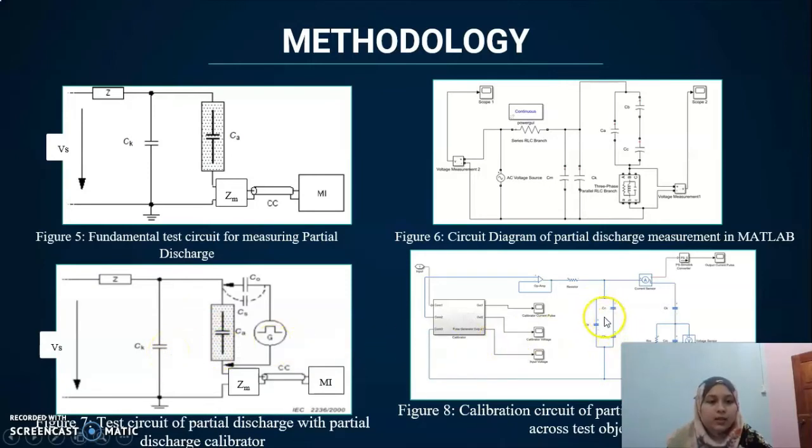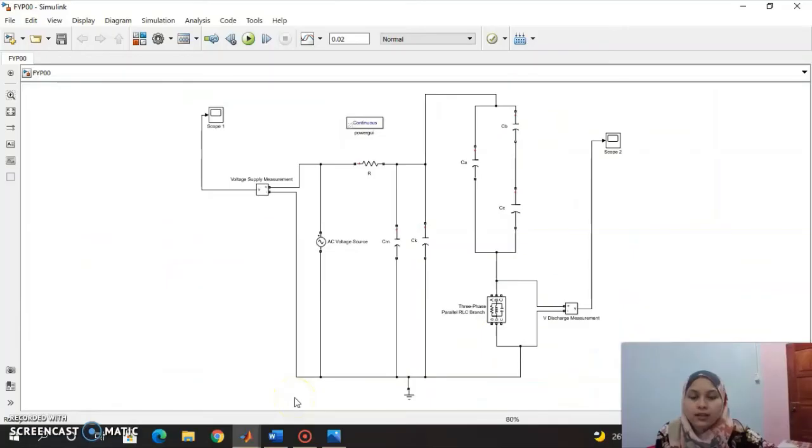This is the test object, and this is the calibrator circuit that is connected across the test object. This is the detector circuit and measuring instrument. All these circuits are developed in MATLAB software and simulated in order to obtain the result of the partial discharge signal. This is the simulation of the partial discharge measurement in MATLAB software.